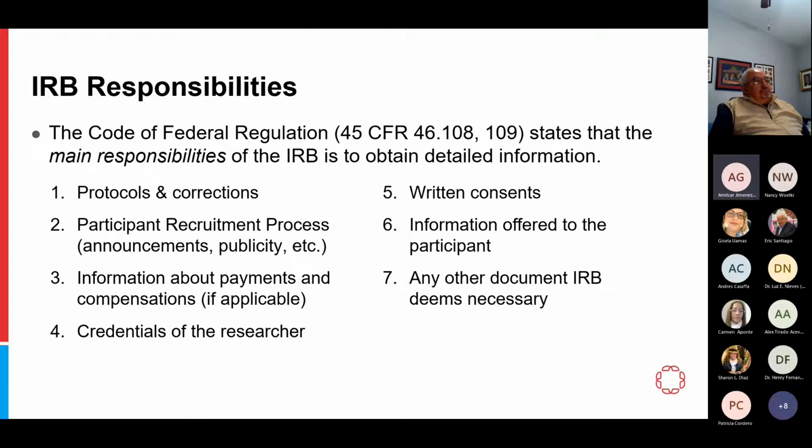Another of the main responsibilities as established by the Code of Federal Regulations is that the IRB is entitled to obtain detailed information regarding protocols and corrections, participants' recruitment process, information about payments and compensations, if applicable, credentials of the researcher, including the whole team, written consents, information offered to the participants, and any other document deemed necessary by the IRB.